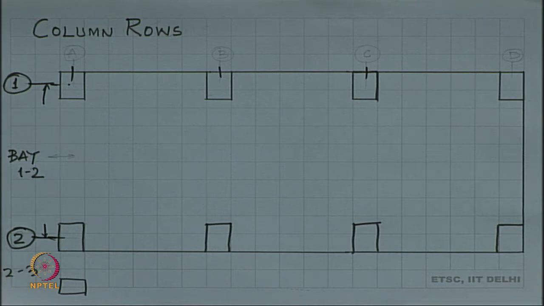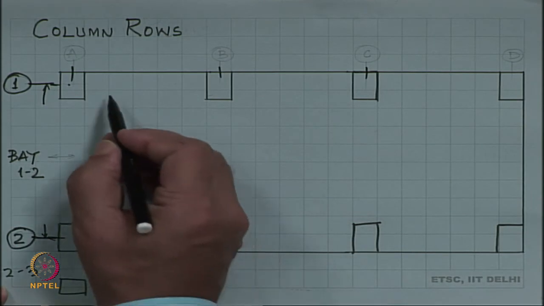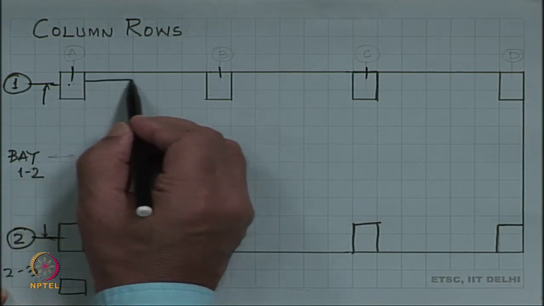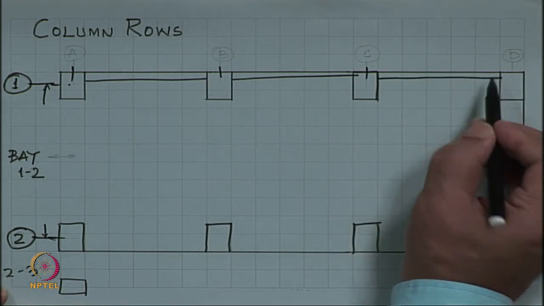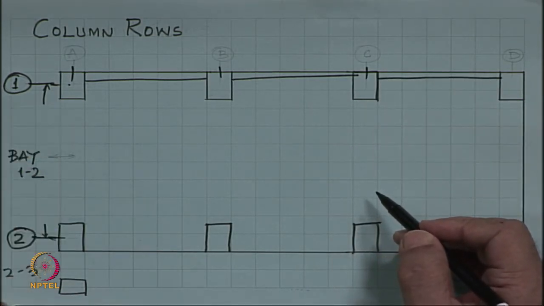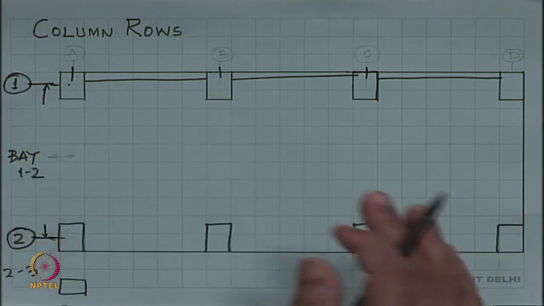This could be several meters, like 10 meters, 20 meters, 30 meters also is possible. Once you have put these columns together, at some levels you would also put beams. And finally, on top of this, we would put some more structures to complete the roof.